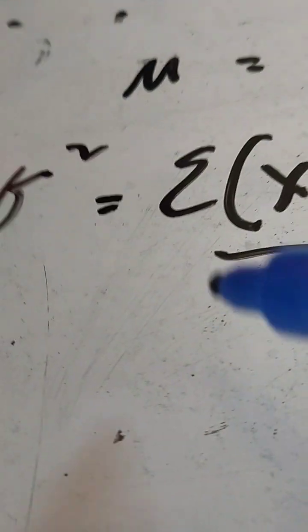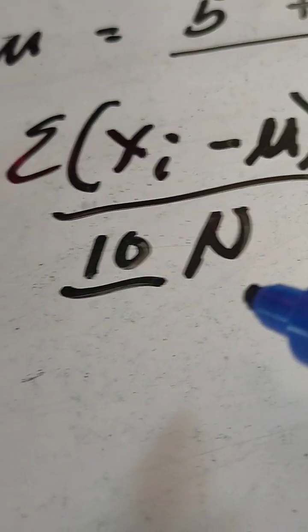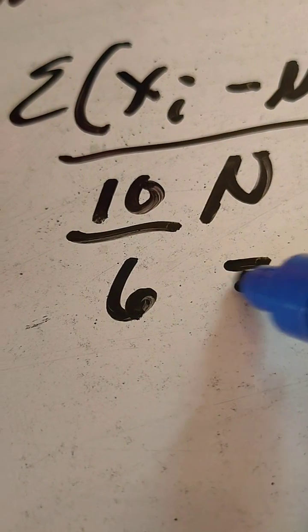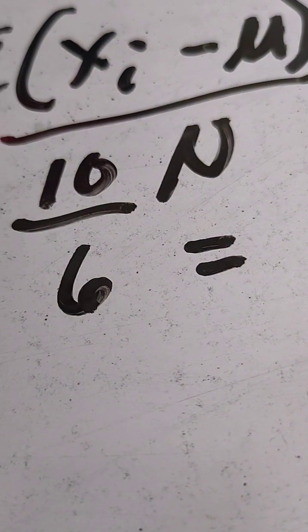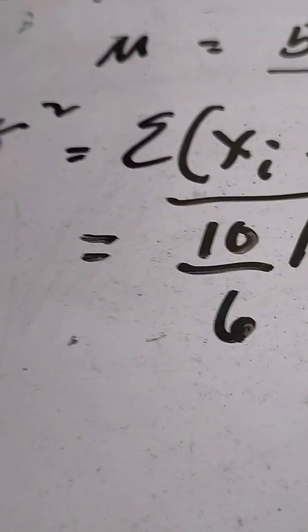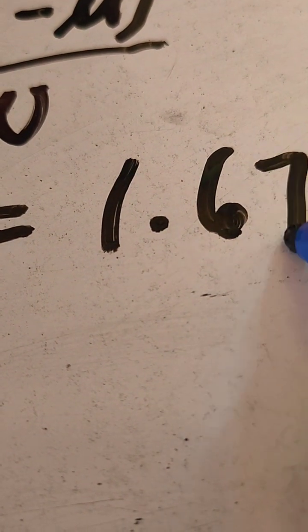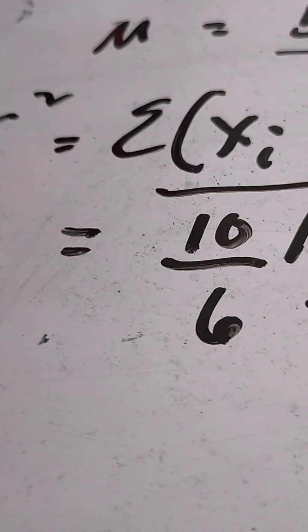Now applying it here, 10 over our n, which is 6. So 10 divided by 6, we consider how many 6 are there in 10. That is more or less 1.67, to roughly estimate it. So 1.67, that is our variance.